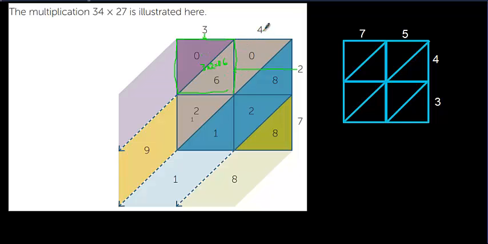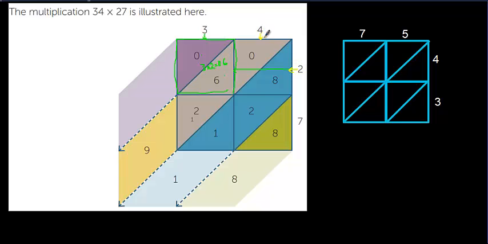The second number is equal to 4 and 2. Which numbers you are choosing is not important in this method. You can choose 3 and 7 also. But let's choose this one now here. The second number is 4 and 2. So 4 is written here and 2 is written here.